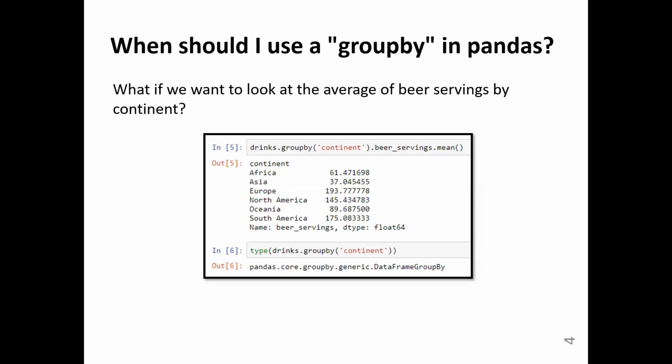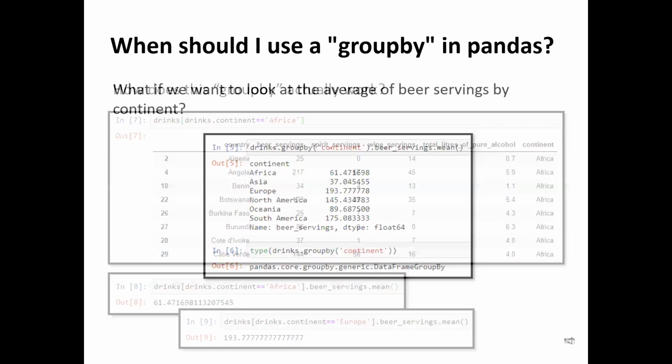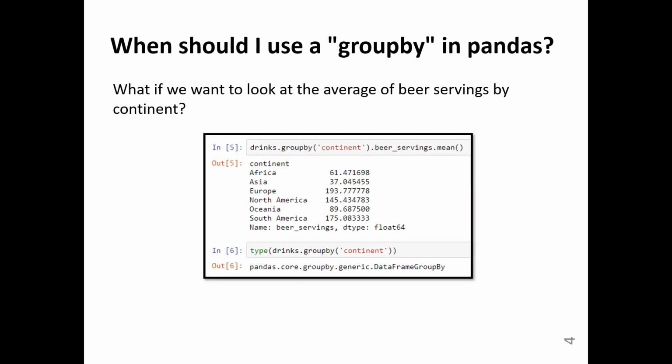You may ask, what is the type of that group by? What is the type of the result? The type is DataFrameGroupBy. It's a kind of data frame.